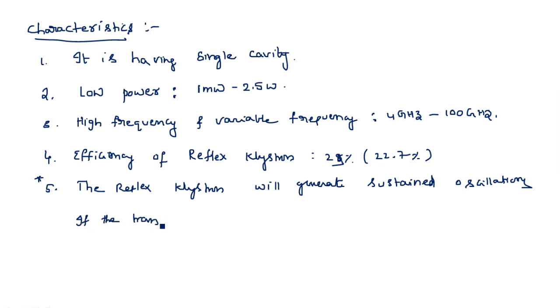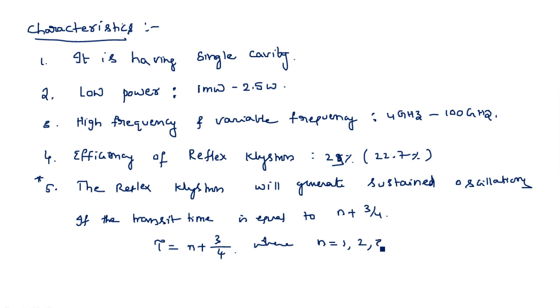the transit time is equal to n plus 3 by 4. So transit time tau is equal to n plus 3 by 4, where n may be any integer value, 1, 2, 3 and so on, up to infinity. So here 1 plus 3 by 4, 2 plus 3 by 4, 3 plus 3 by 4 and so on.